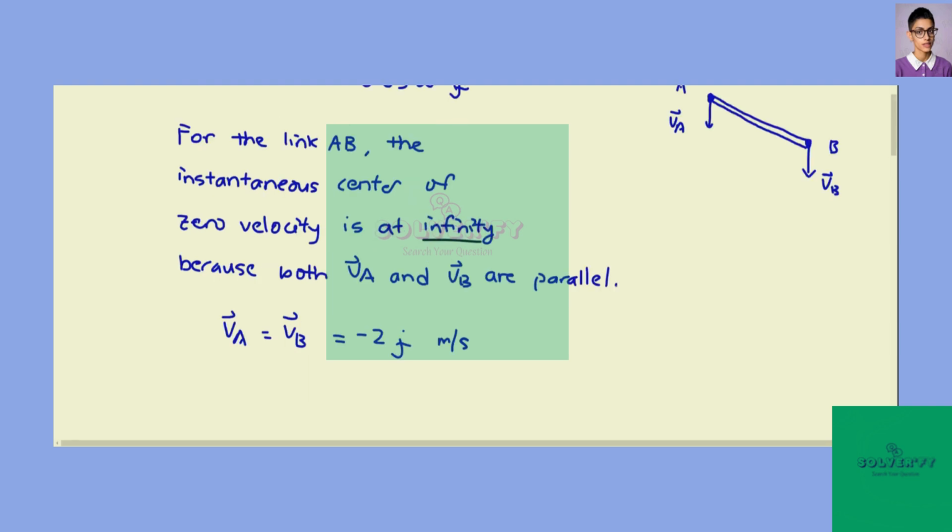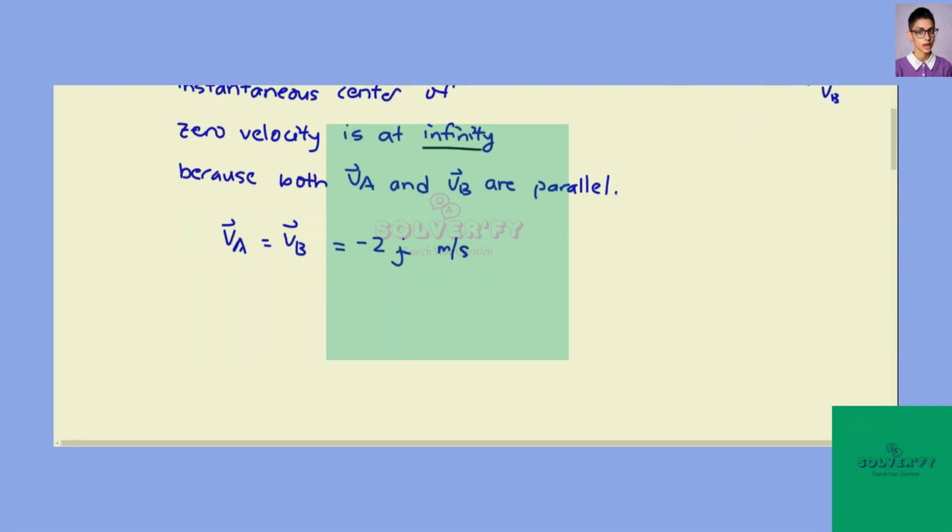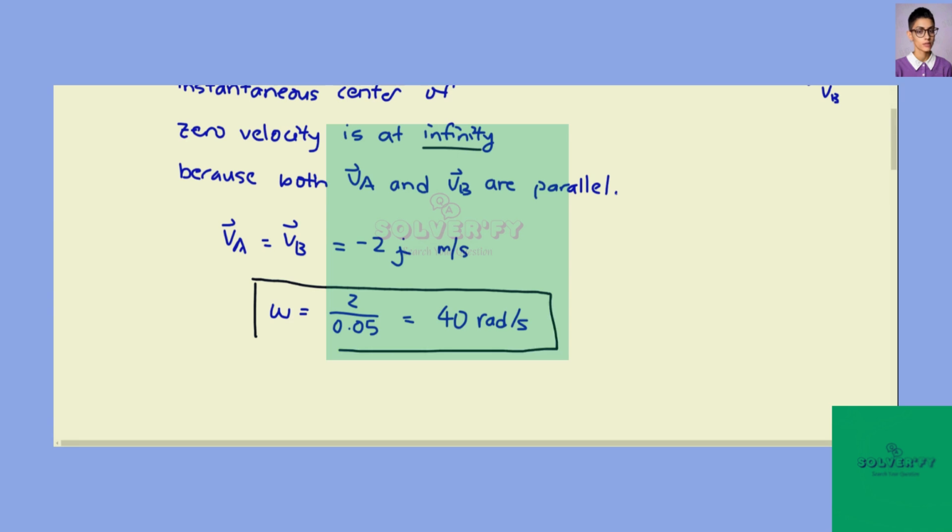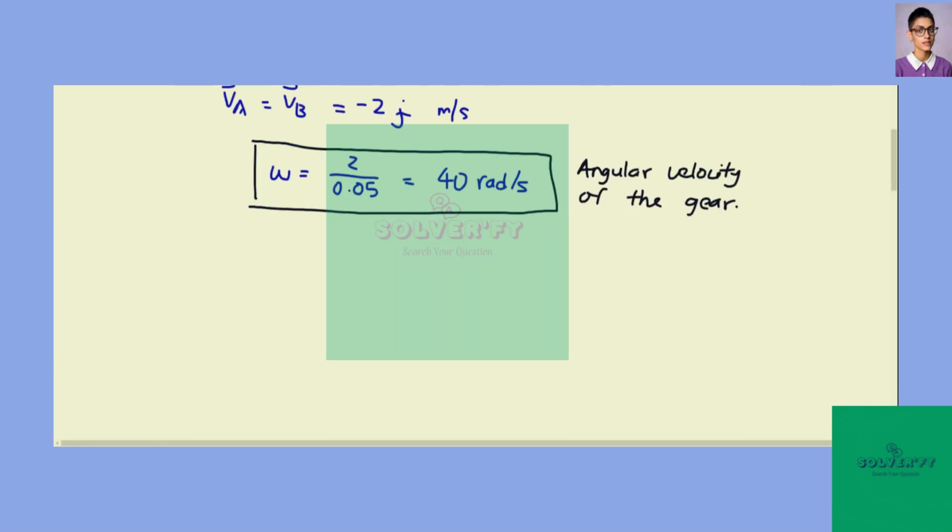And then we can determine our omega. Omega would be 2 divided by 0.05, and this is 40 radians per second. So we found the angular velocity of the gear. Next we look at the acceleration. So we can determine AO.